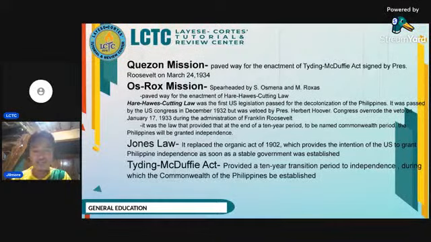Okay. Next. It was passed by the US Congress in December 1932, but vetoed by President Herbert Hoover. Okay. But Congress overrode the veto, and the following year, during the Roosevelt administration, the Hare-Hawes-Cutting law was passed. Okay. Again, 1932, the US Congress legislated the Hare-Hawes-Cutting law to decolonize the Philippines. It was vetoed by President Hoover. But Congress overrode the veto and passed the Hare-Hawes-Cutting law the following year, 1933, and it was during the presidency of Roosevelt.